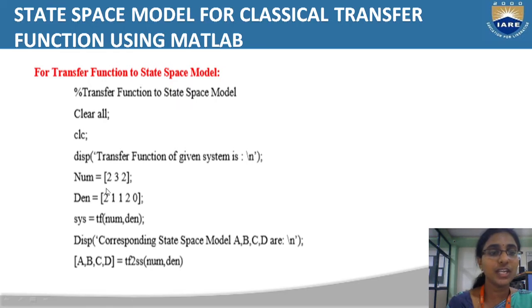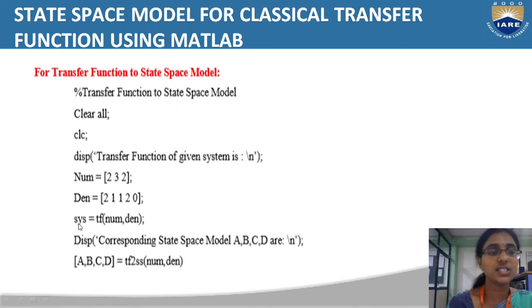We are giving a transfer function, therefore transfer function of a given system. Numerator is equal to 2 space 3 space 2. What does this represent here? The last 2 represents the constant term, the 3 represents the coefficient of s, and the first 2 represents the coefficient of s square. Similarly, you are giving the denominator term. This is the constant, 0 represents no constant term, and then the coefficients of s square, s cube, and s power 4.